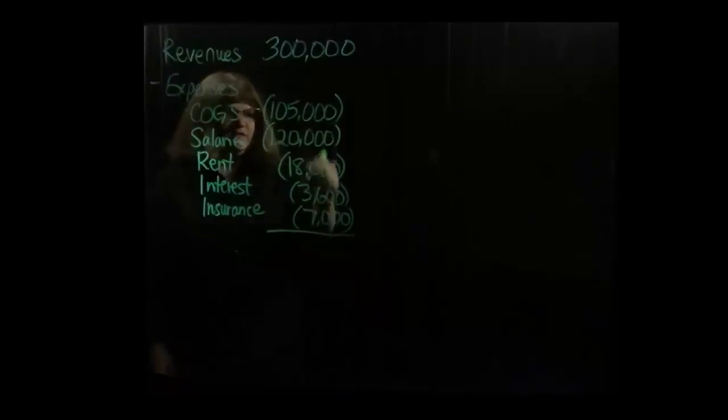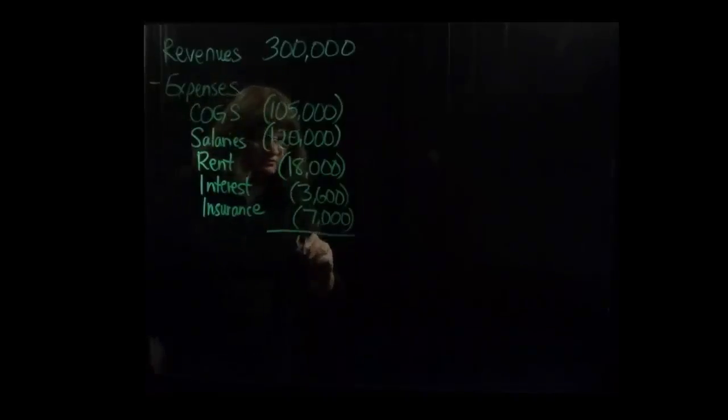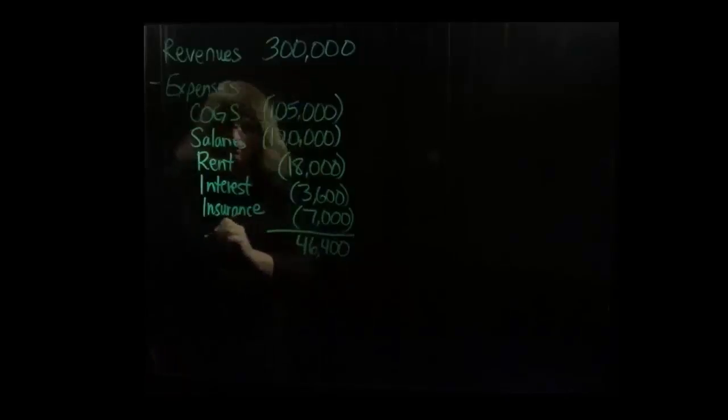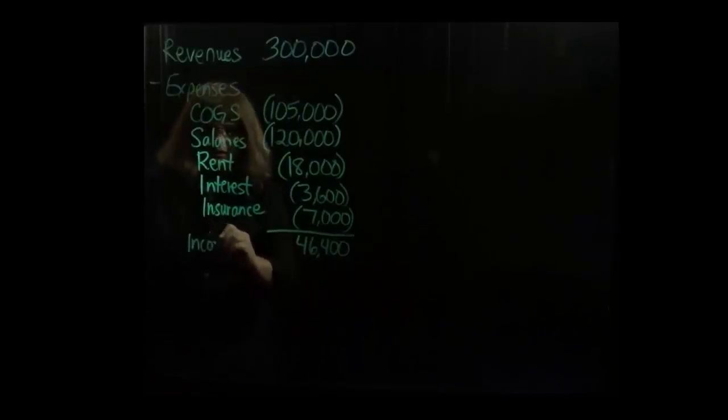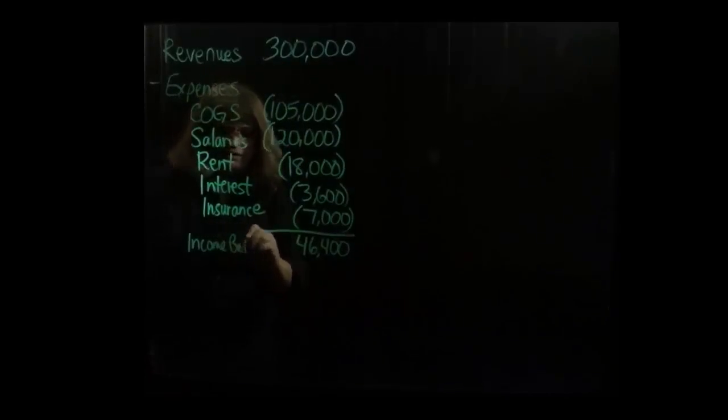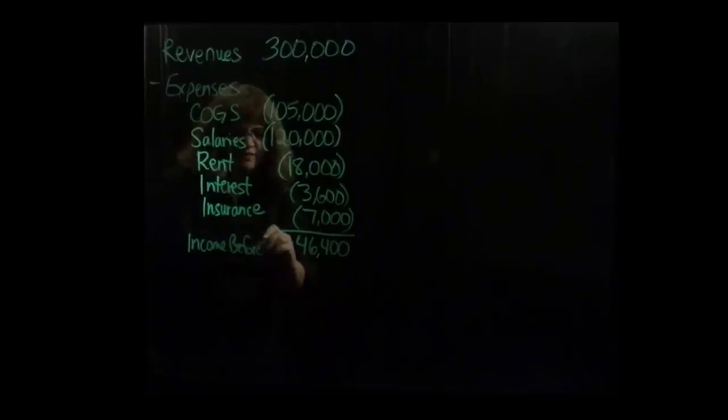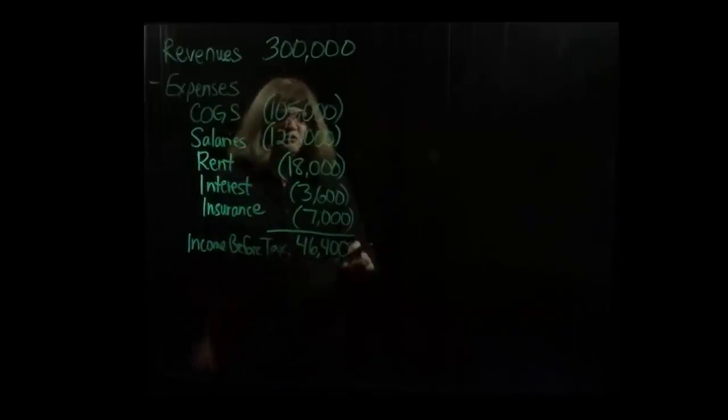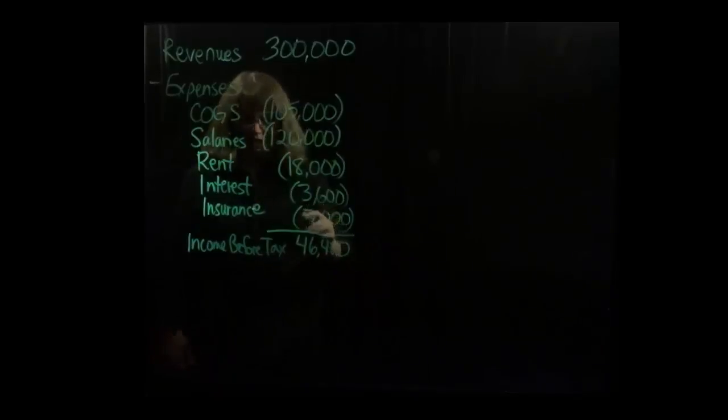If we subtract all of these expenses from the revenues, that leaves us $46,400, and that is including all of our expenses except for our tax expense. So we need to calculate this so we can then figure out how much tax expense we have so that we can figure out the bottom line net income.